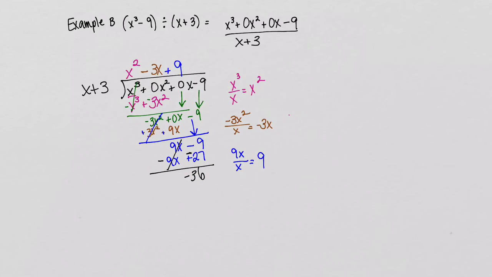We happen to have the same remainder as we did with example A, but I'm going to put that here at the top. Again, you can call that minus 36 over x plus 3. Or if it makes you feel better, we can call that plus a negative 36 over x plus 3. They do mean the same, but that's how we got the answer for example B.